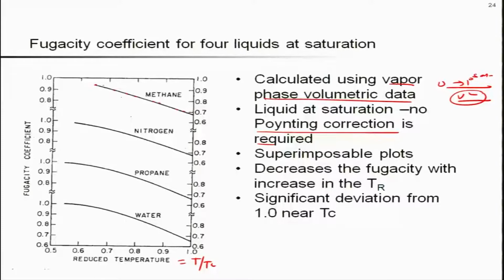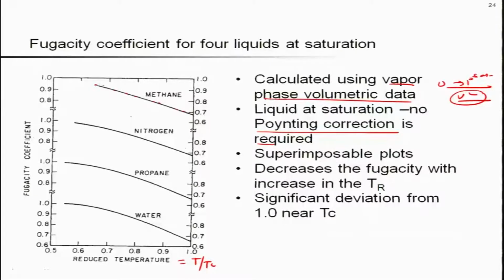Now, if you look at this fugacity coefficient, it is very clear that these are very much alike. That means they are more or less superimposable plots. The important thing is that the fugacity coefficient decreases with increase in the reduced temperature. That means when the temperature is increasing and approaching its critical point, the fugacity coefficient drops dramatically.